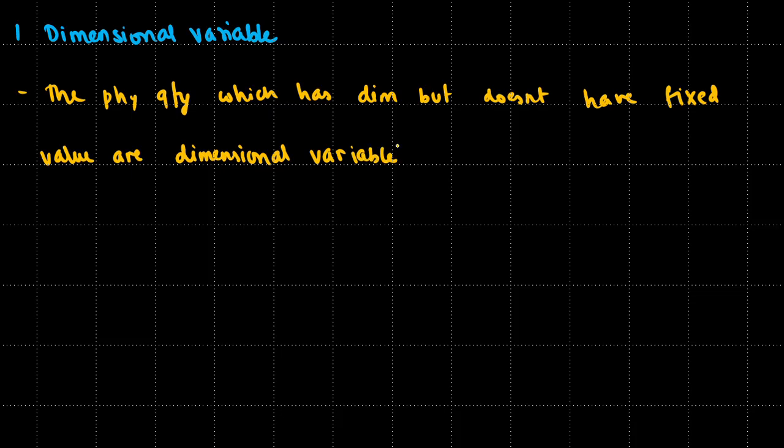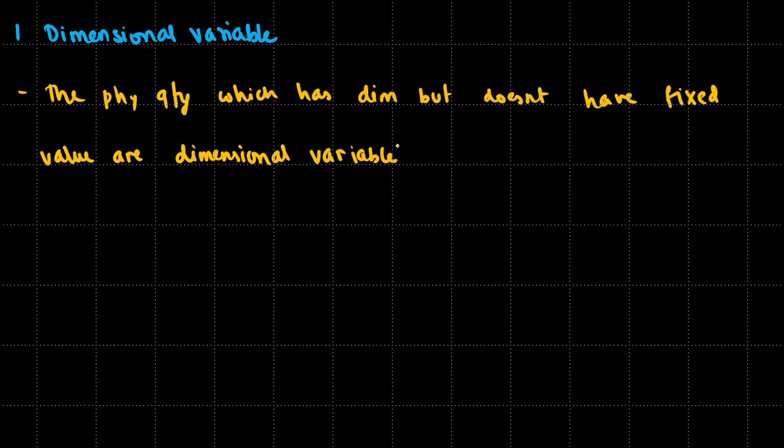Okay, so let's think of an example. Let's think about something which has a dimension but we do not have a fixed value. Does force have a dimension? Yup. Is force always the same? Not really, because you can say 1 Newton, 2 Newton, 3 Newton, 4 Newton. Let's think about something else. Does work have a dimension? Yup. Is every work the same? Not really. It can be 1 joule, 2 joule, 3 joule, and so on.